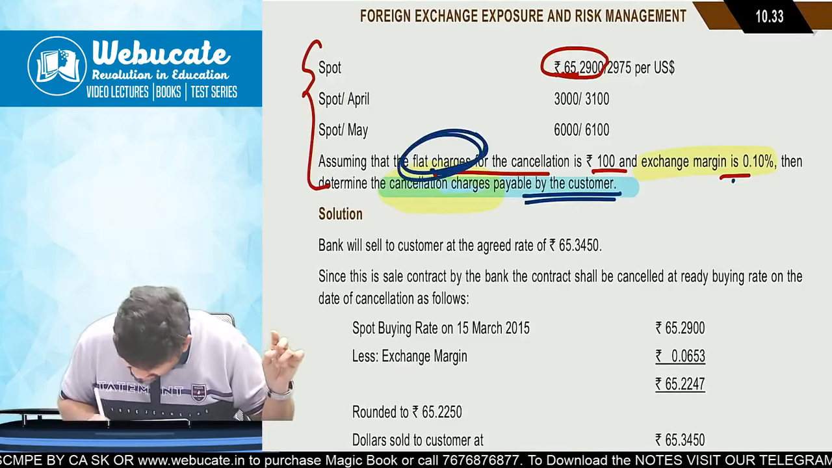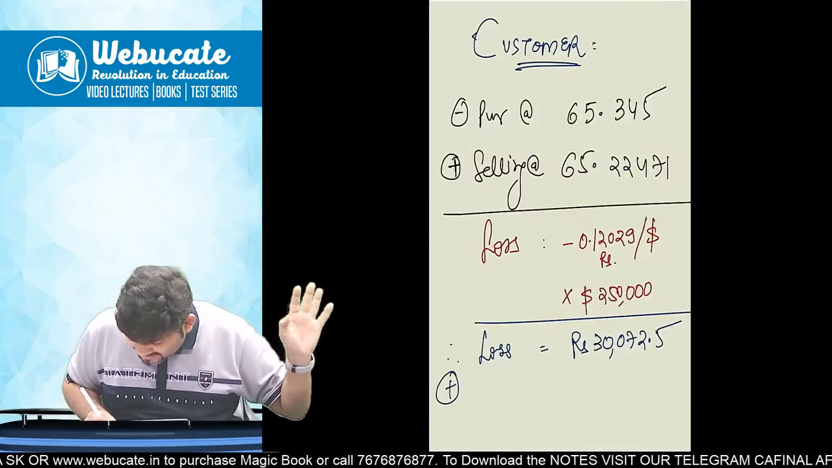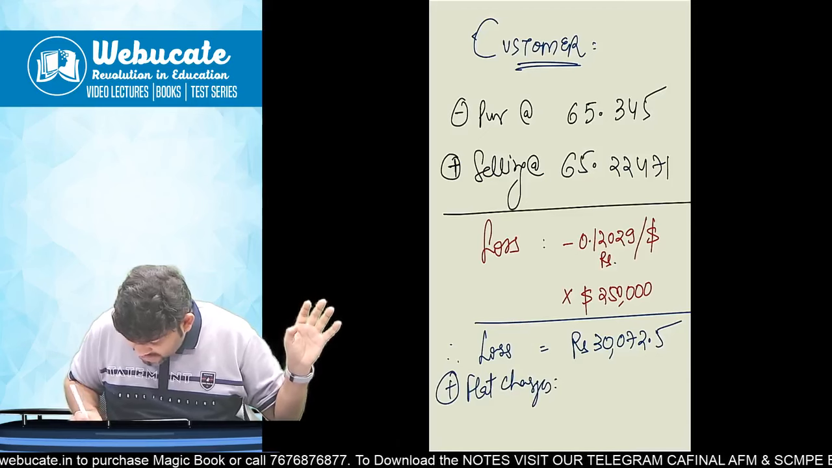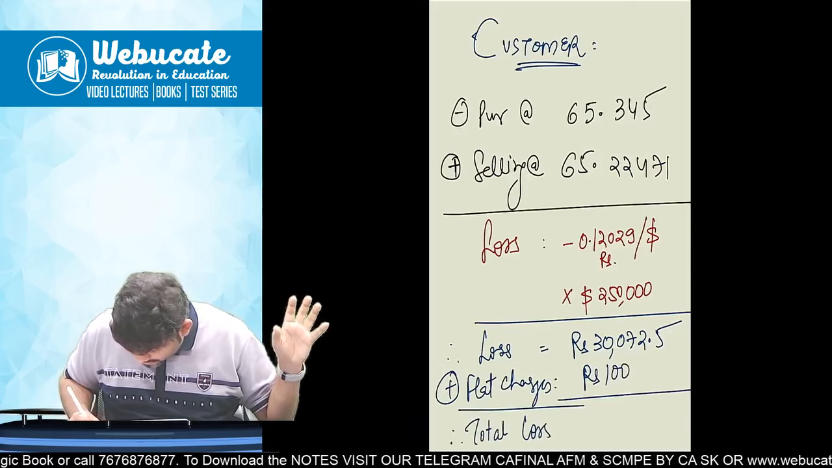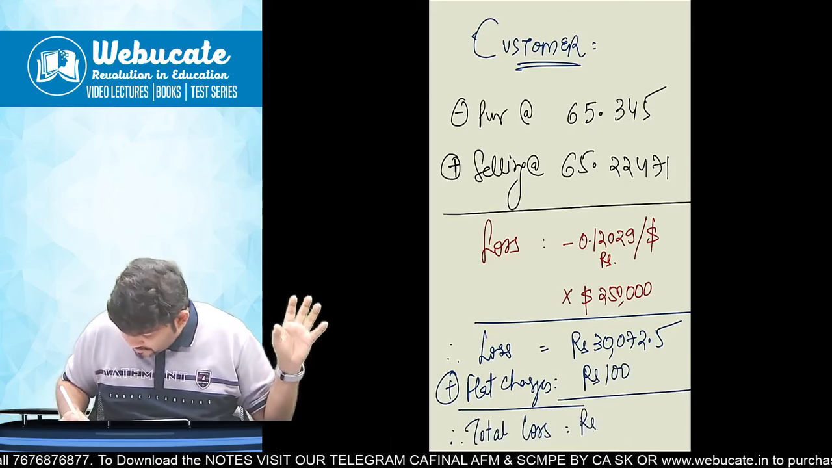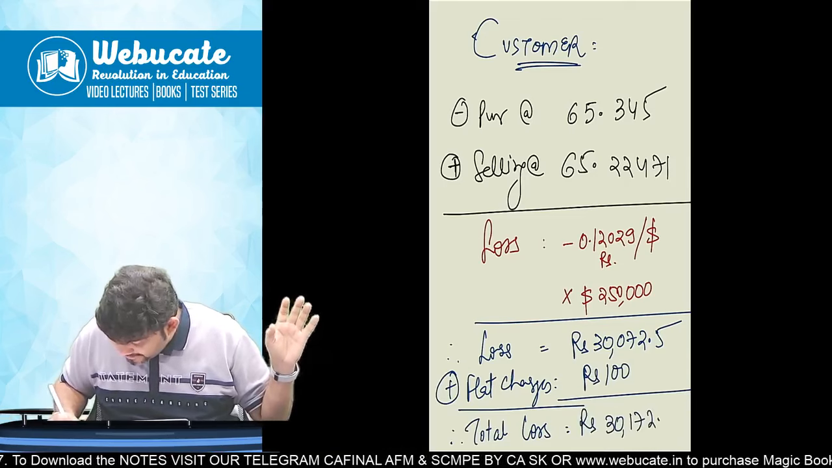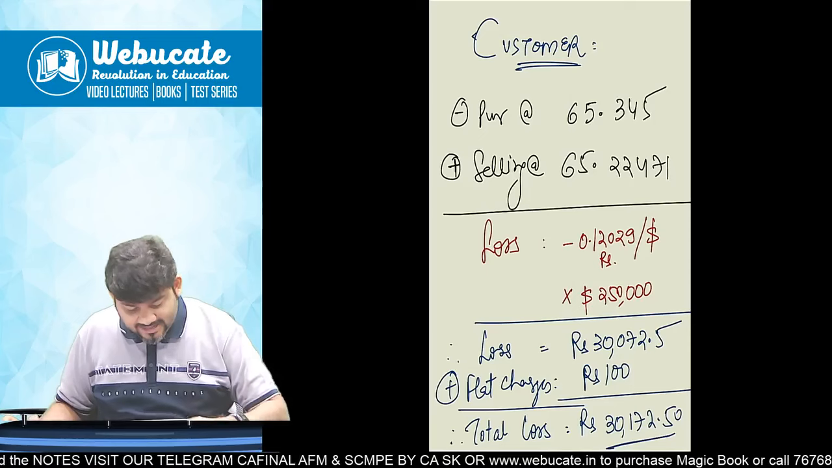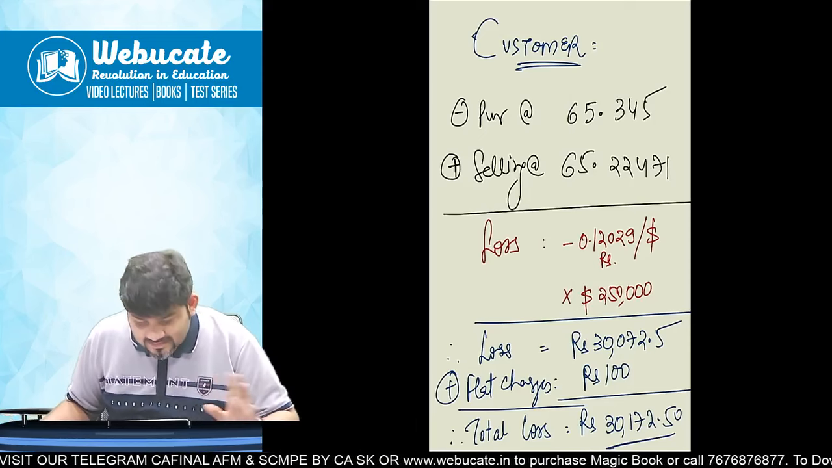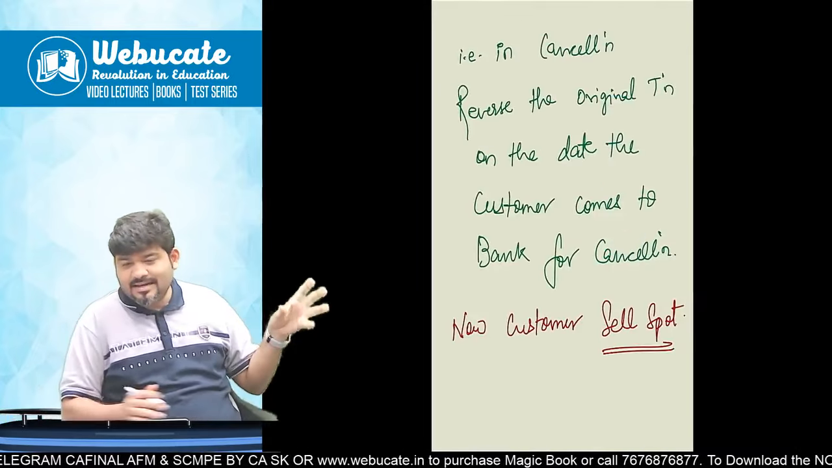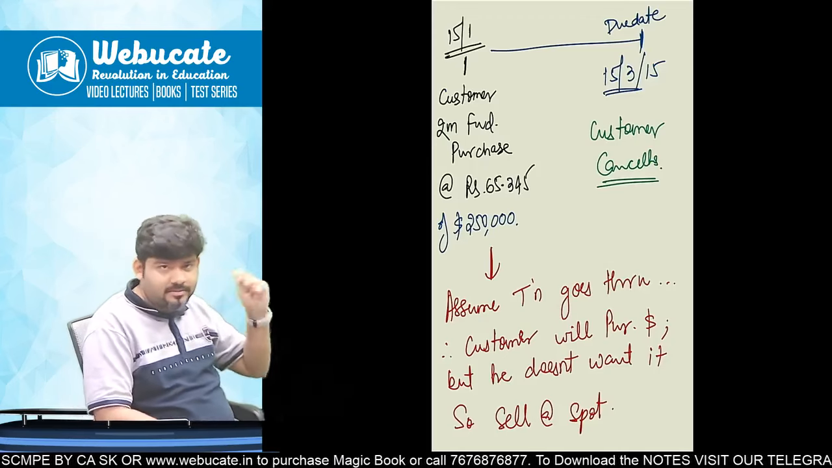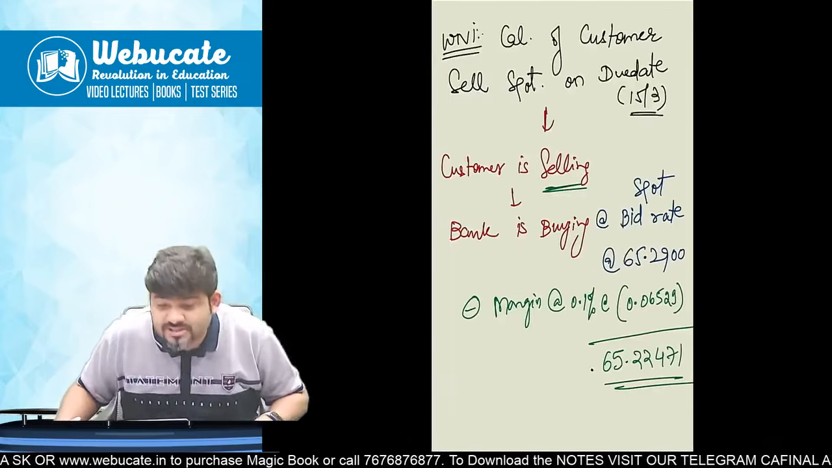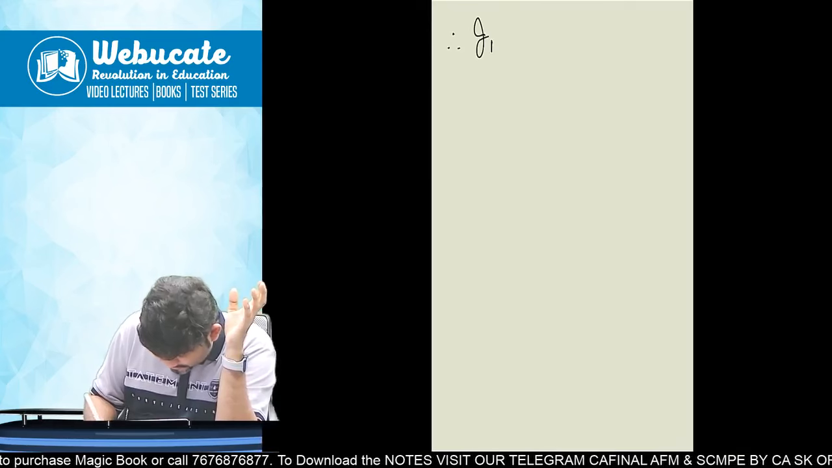But there is also something called flat charges. How much? 100. Just add it. Nothing else. Add flat charges rupees 100. So therefore the total loss of the customer will become rupees 30,172.5. Got it, guys? Any question? Easy peasy. So this basic concept is called exchange difference. When the customer offsets the transaction, it is called exchange difference.